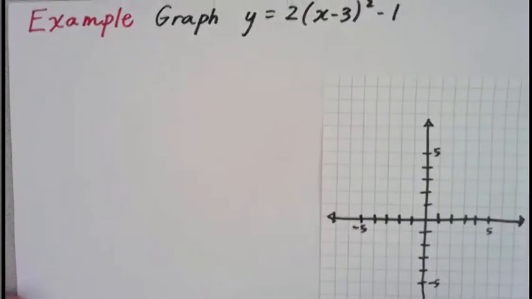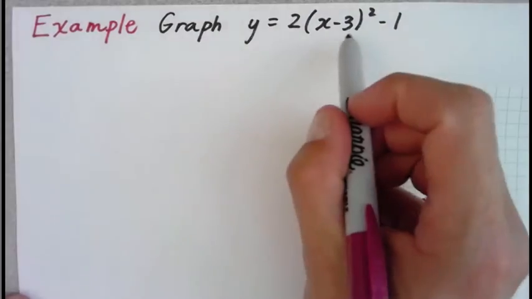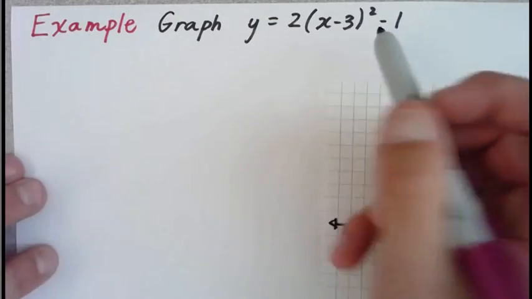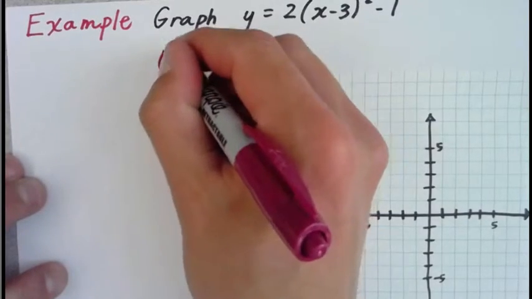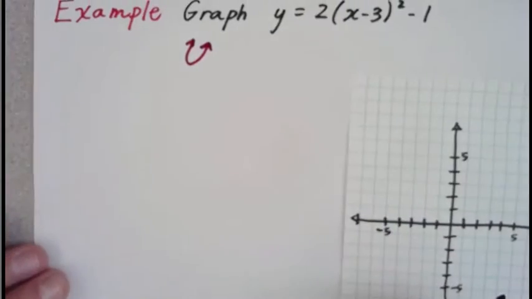Let's graph y equals 2 times the quantity x minus 3 squared minus 1. So a is positive, so this parabola is going to open up. Our parabola should open up.